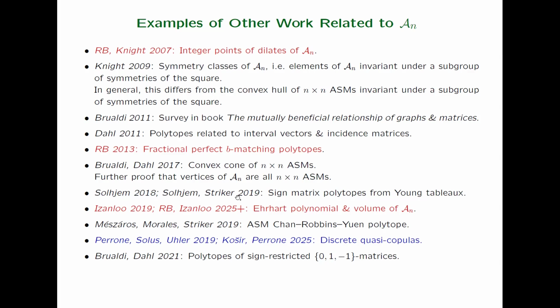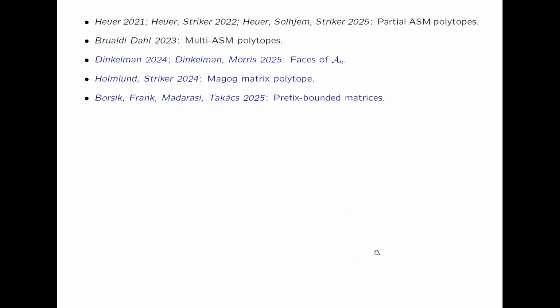Jessica has done a range of work, starting with this here, and then this here, the ASM CRY polytope. We also heard a couple of days ago about discrete quasi-copulas, which are points of the ASM polytope. And here's some more work by Jessica and by Brualdi. And then later today, this is work on the faces of An and also about prefix-bounded matrices. And one of the open problems that Jessica mentioned was to do with this Nagel.